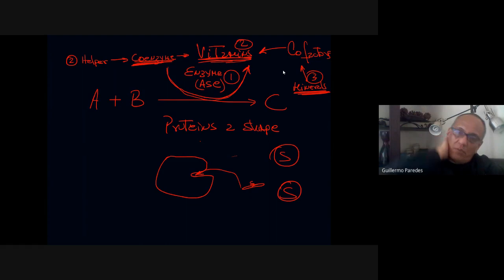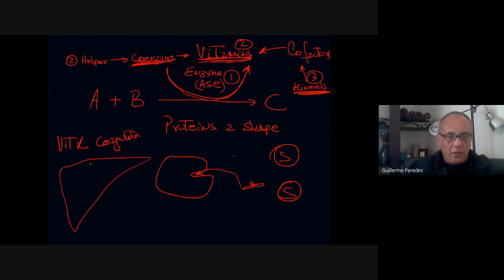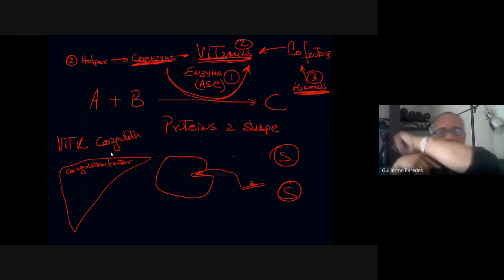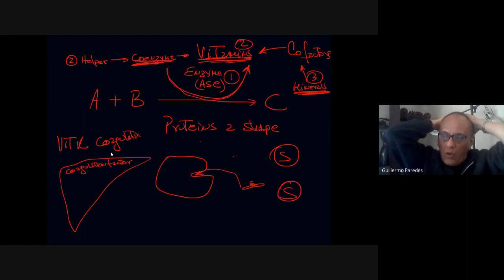There are many examples of this. For example, vitamin K. Vitamin K is a vitamin for coagulation. In the liver, we have coagulation factors. These coagulation factors are used to coagulate. For example, you hit your arm like this and you already have broken vessels. For this, we need coagulation.